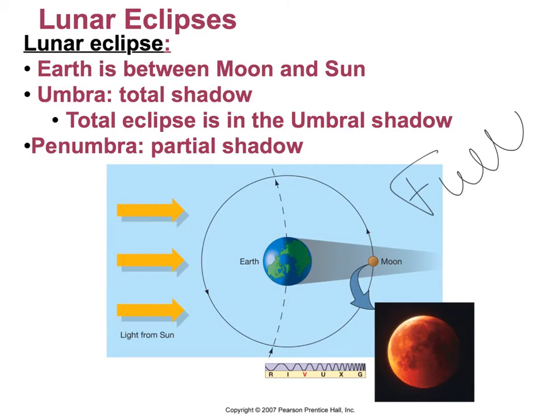The shadow created by Earth is far larger than the body of the moon, so the moon can actually stay in this shadow for a couple of hours, and that shadow is called the umbra. But we can also have an area of partial shadow, like this, called the penumbra. And when the moon is within that shadow, the moon appears completely red.